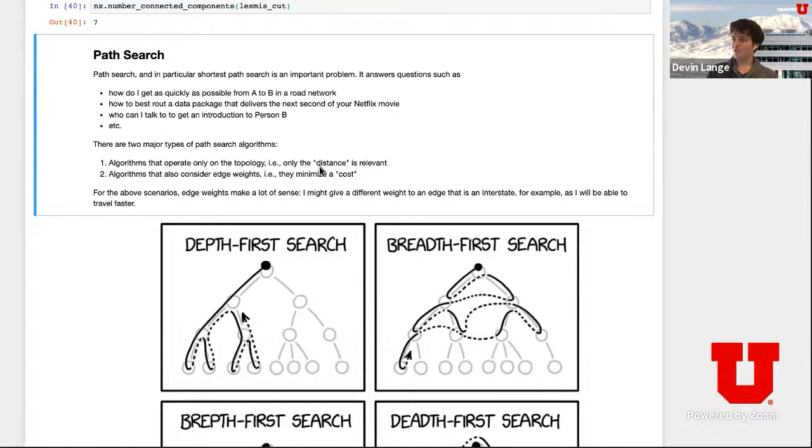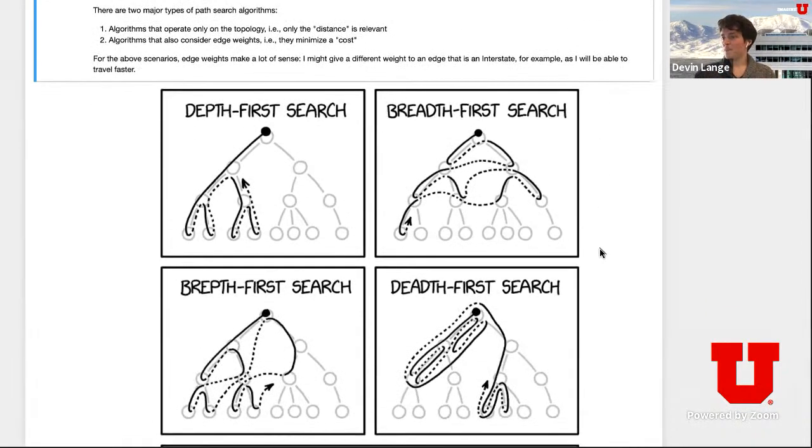And when it comes to these, you may have heard of something called depth first search and breadth first search. Breadth first search and depth first search, for the record, don't exist.